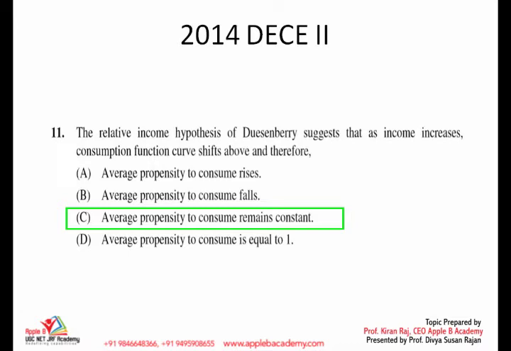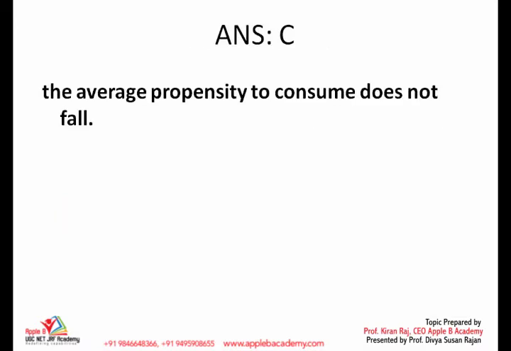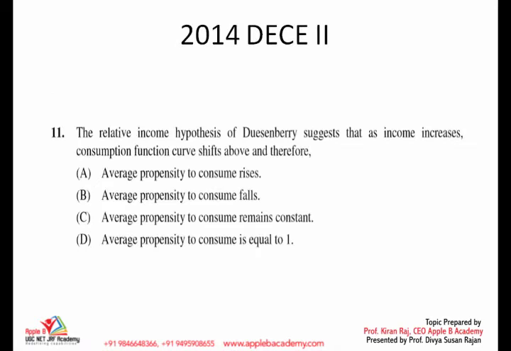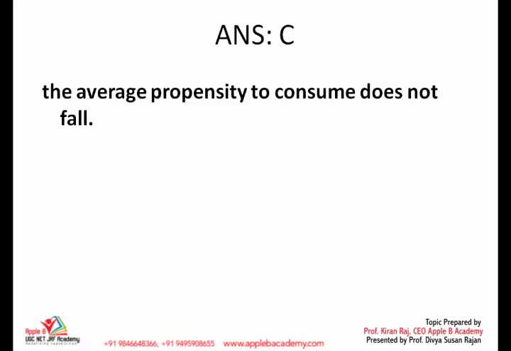Now, this again was explained very clearly by Duesenberry that overall the average propensity to consume does not fall, as is the case of the Keynesian income hypothesis, wherein your average propensity to consume will fall. So the correct answer to this question is option C, that is to say the average propensity to consume does not fall, in fact it stays constant.